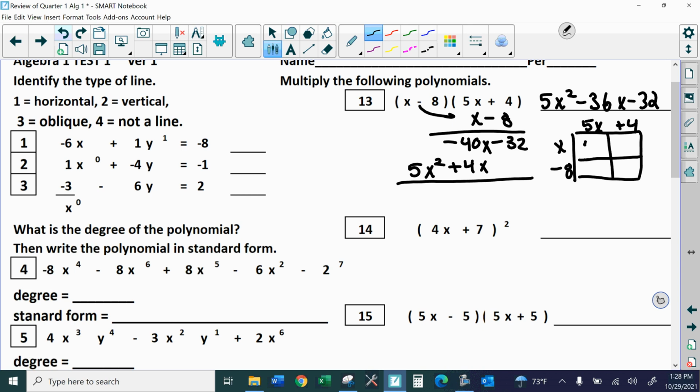So x times 5x is 5x squared. 4 times x is positive 4x. Negative 8 times 5x is negative 40x. And negative 8 times 4 is negative 32.